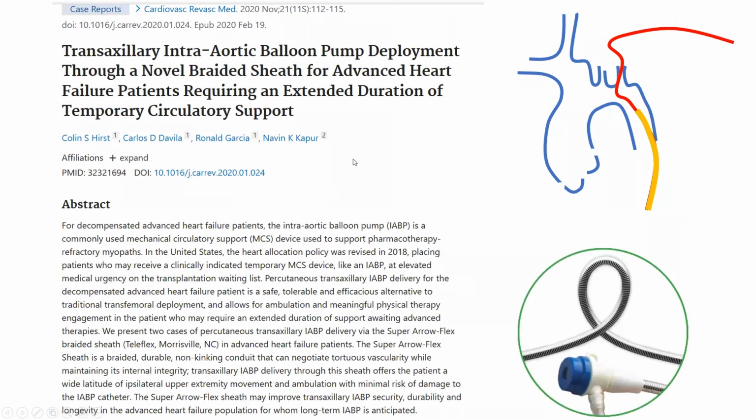One group has described the use of a long 8 French sheath instead of the short 8 French balloon pump sheath that comes with the kit. They describe the use of 8 French 24 centimeter Arrow braided coiled sheath that is stiff, that is less likely to kink, and that prevents sucking of that balloon pump. It remains to be seen how safe that is in terms, does it increase the clot formation? But this is another idea that can be done.